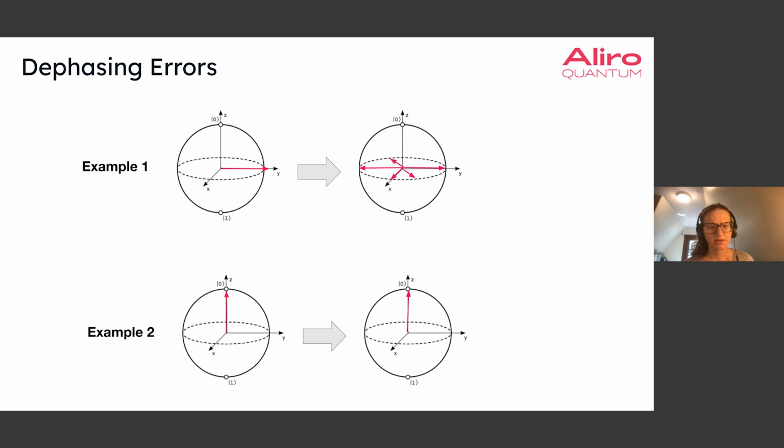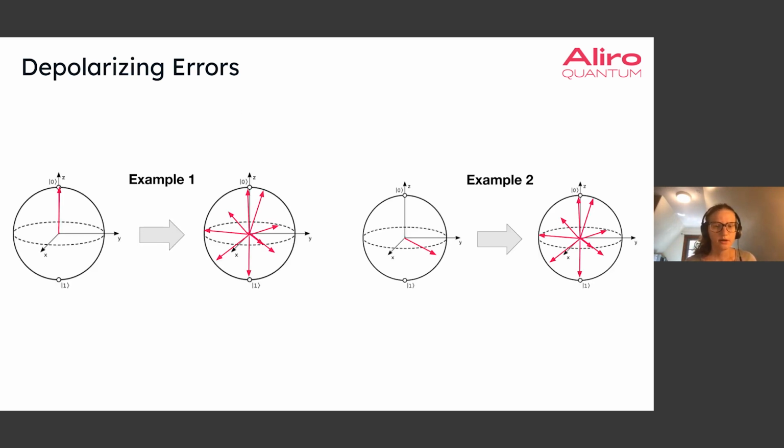In this picture, I've drawn a bunch of arrows, but that doesn't mean that we're getting a bunch of new qubits. We still have one qubit. We just don't know exactly where it's pointing anymore on this XY plane. However, for dephasing errors, if you start out in the 0 state, you'll still remain in the 0 state, and the dephasing error will not affect it.